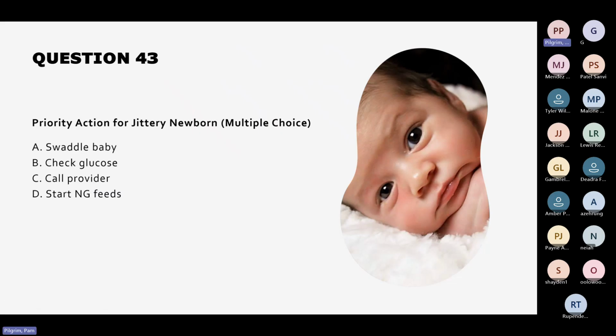Question 43. Priority action for a jittery newborn. What would the priority action be if you have a jittery baby? And the answer is check glucose, because being jittery for a newborn is a sign of hypoglycemia.